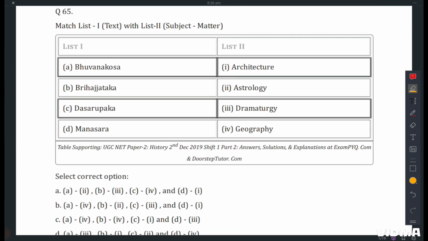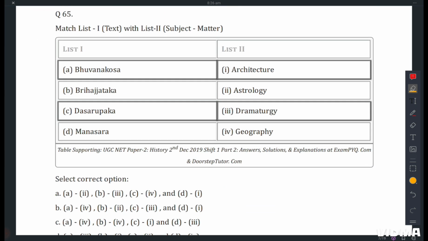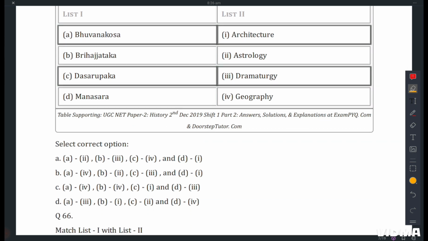Moving further, question number 65, match list 1 text with the subject matter. Bhuvan Kosa, Brihajataka, Dasarupaka, Manasara. So architecture, astrology, dramaturgy, and geography. Correct answer is option 2.